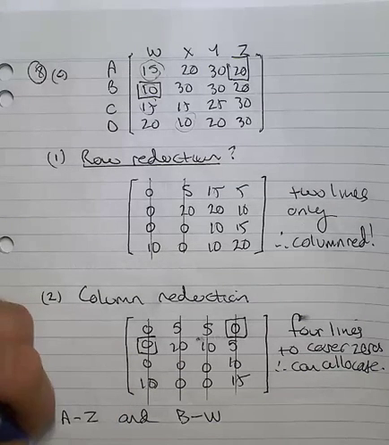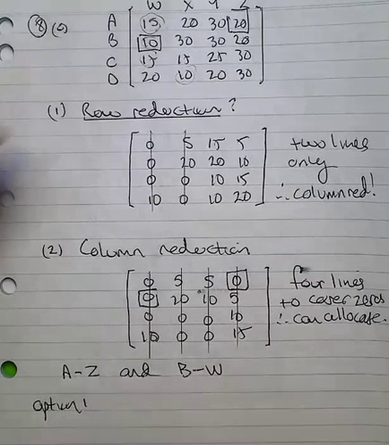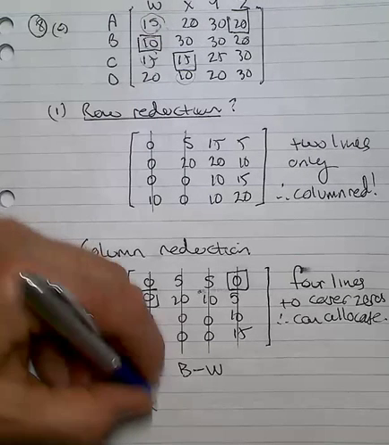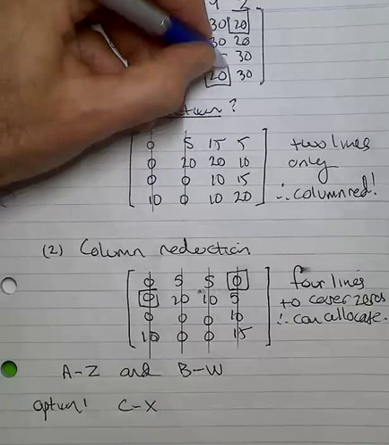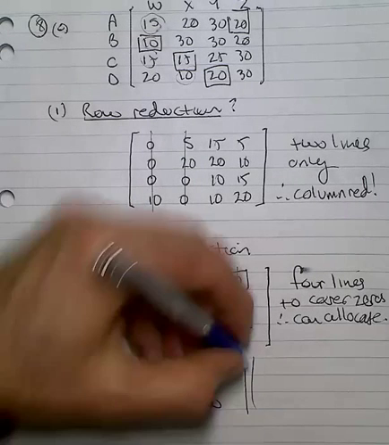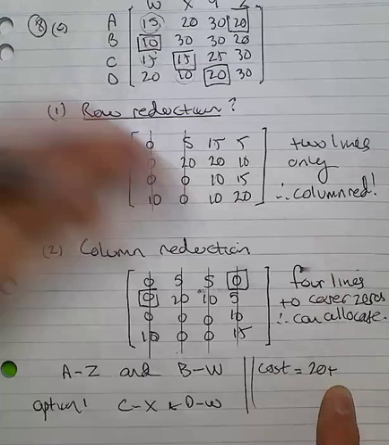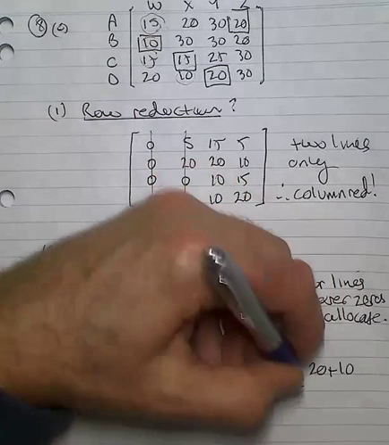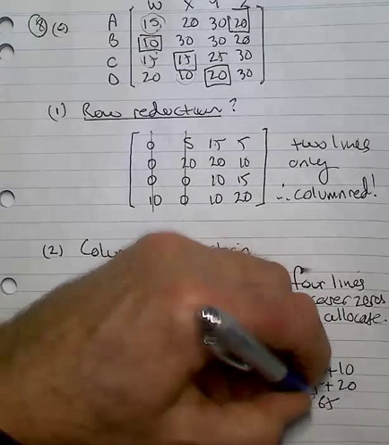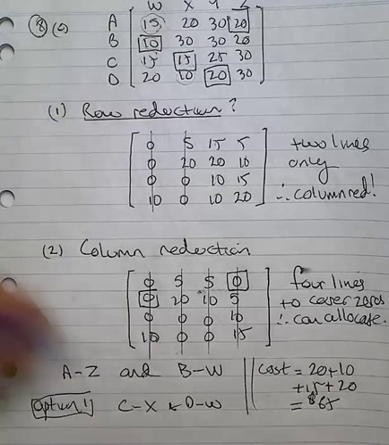So in option 1, what I'll do, I'll allocate C to X, and I'll allocate D to Y. And when I do a cost analysis of that, that's going to be 20 plus 10 plus 15 plus 20, $65. Now I've got to try the other option as well.